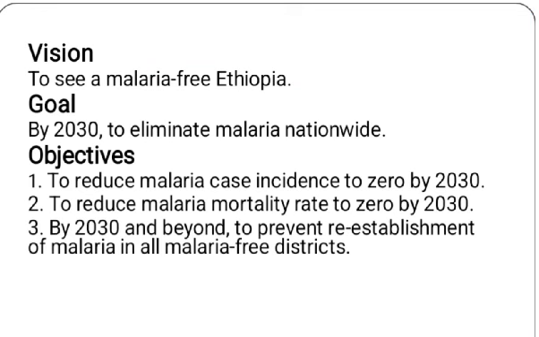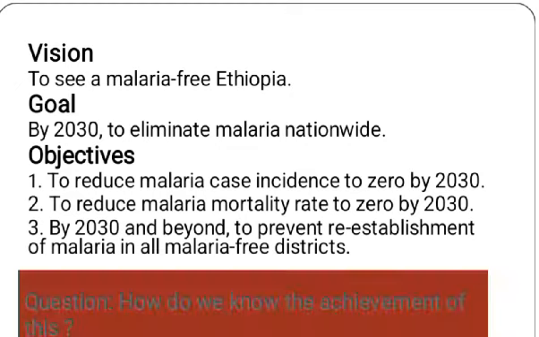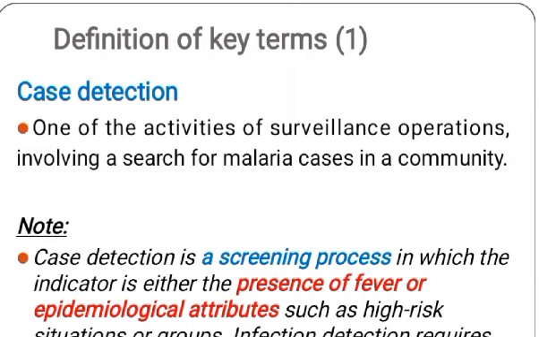Vision: to see a malaria-free Ethiopia. Goal: to eliminate malaria nationwide by 2030. Objectives: to reduce malaria case incidence to 0 by 2030, to reduce malaria mortality rate to 0 by 2030, and by 2030 and beyond, to prevent re-establishment of malaria in all malaria-free districts. Question: how do we know the achievement of this? Answer: through surveillance.